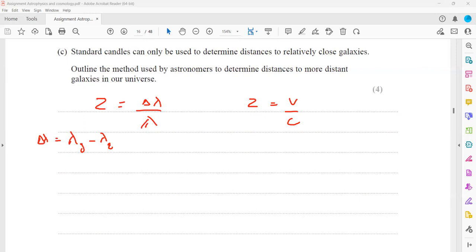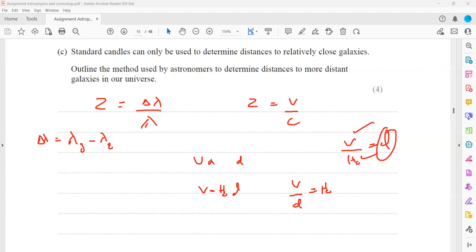After working out the speed, we use the Hubble constant, which shows that the speed at which the galaxy moves is proportional to distance, or v equals H naught d, or v divided by d equals H naught. So if we work out the speed of the galaxy, v divided by H naught will be equal to d. If we know the speed of the galaxy and the Hubble constant, we can work out an approximate distance between us and the distant galaxy.